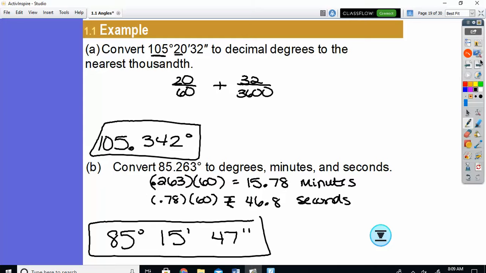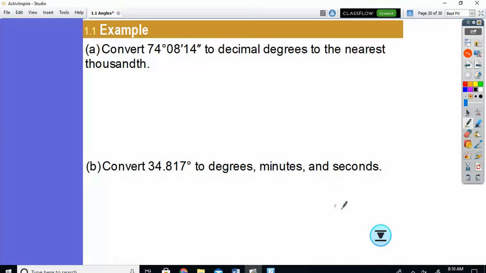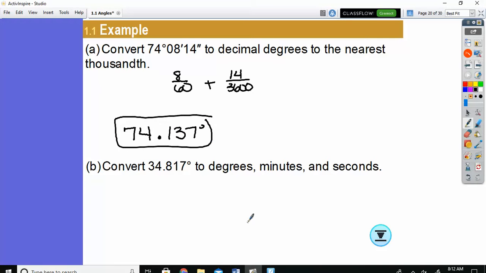I want you guys to try a couple on your own. The degree doesn't change. There are 60 minutes in a degree, so that's 8 out of 60. There are 3,600 seconds in a degree. So we type those in all together, add that 8 out of 60 plus 14 out of 3,600. And nearest thousandth, so 3 decimal places, you get 74.137 degrees. Is that one okay?